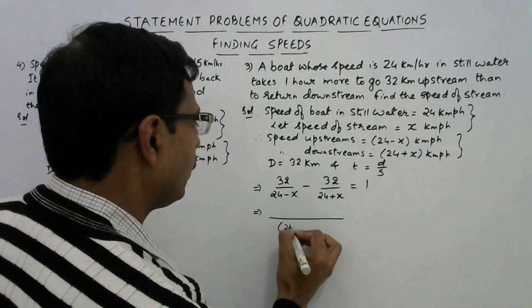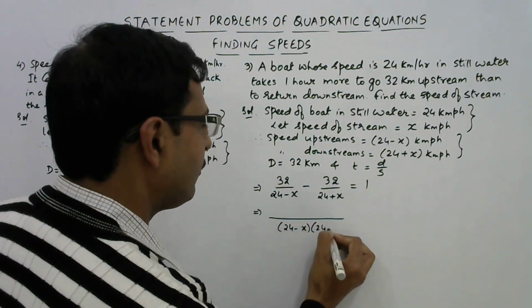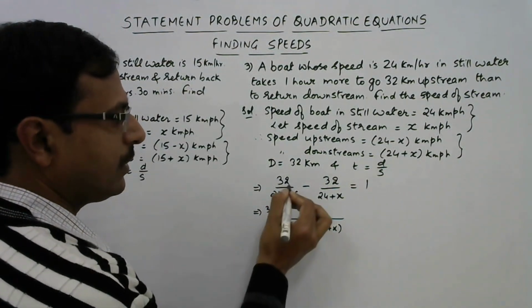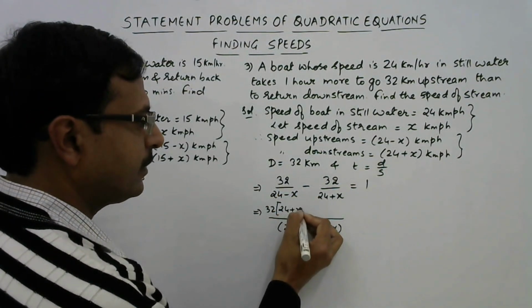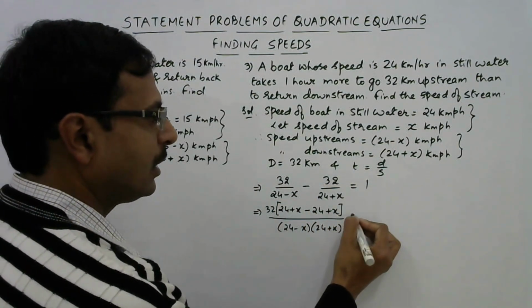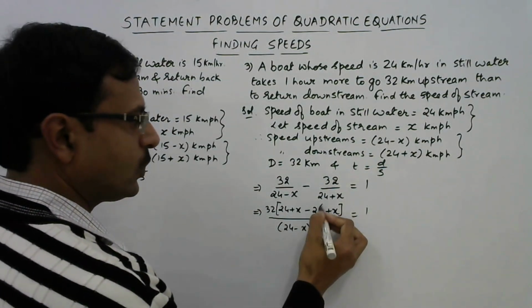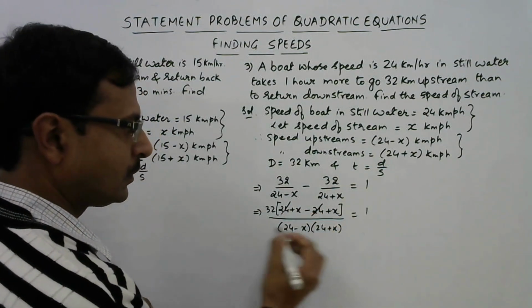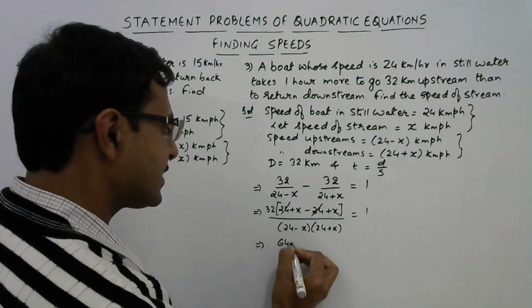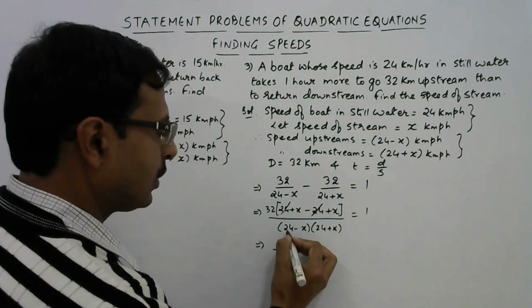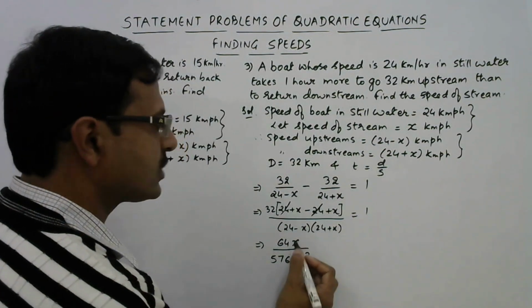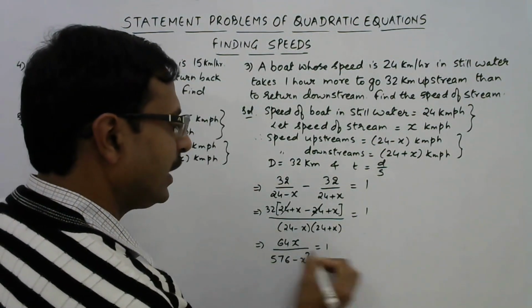In the LCM, we will have both the factors 24 minus x and 24 plus x. In the numerator, we have 32 common, and this 24 plus x will come here, minus 24 minus x will come here and change sign, equal to 1. So here 24 gets cancelled. Here we have 32 into 2x, which is 64x, upon 24 into 24, 576, minus x square. I have used the identity a minus b, a plus b, equal to 1.